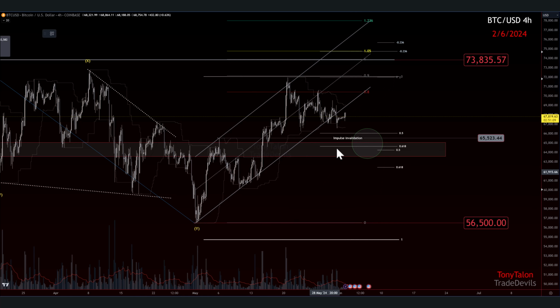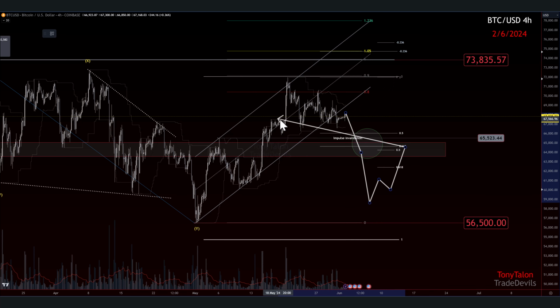If we do end up coming down swiftly from here and breaking this, obviously that will kill some of the ideas. But if we do end up breaking this level, invalidating this impulse, I think this would be a nice area to look for a potential long possibility. And if we break down, I'm looking for a correction. I'm looking for this to turn into some kind of resistance for a potential play.